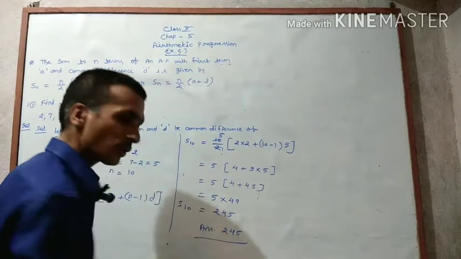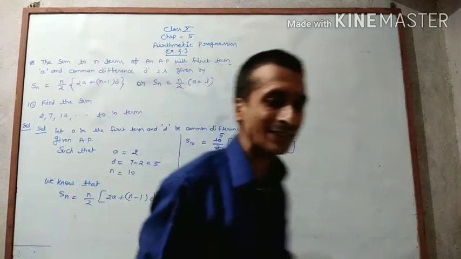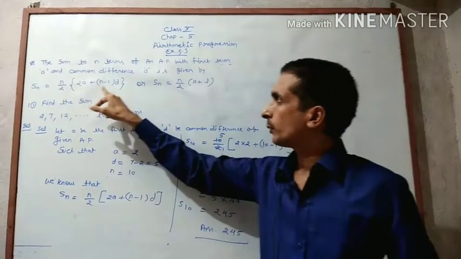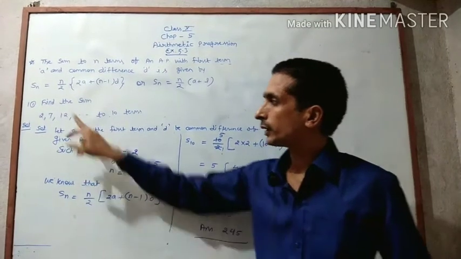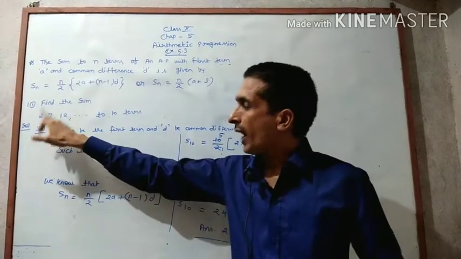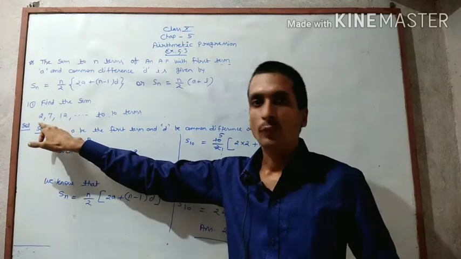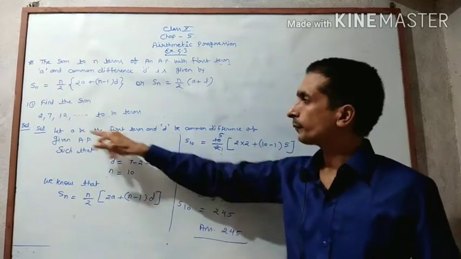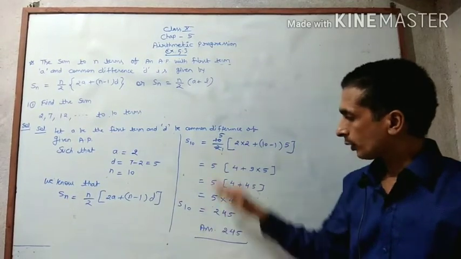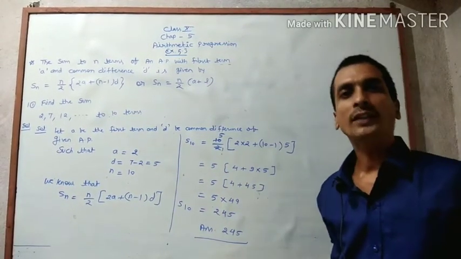Okay friends, this is the first question. So again you can see this one. We apply the formula n upon 2 into (2a plus (n minus 1)d), because we have the series 2, 7, 12, where a equals 2 and d equals 7 minus 2, which is 5, and the number of terms is 10. So apply this formula and after solving you will get the answer 245.